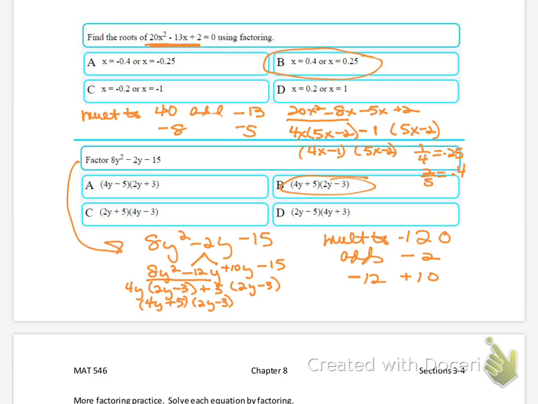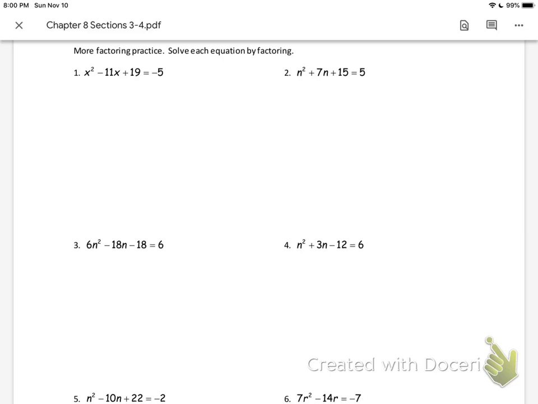Let's go to the next page. Okay, so we're going to do some of these problems. Now, the first thing to notice is that you are not set equal to 0. So you need to bring this guy over to the other side. When you do that, you get x squared minus 11x plus 24, set it equal to 0 to factor.